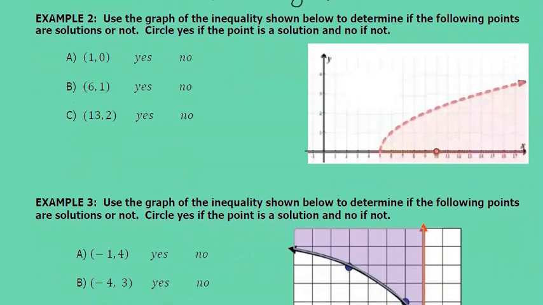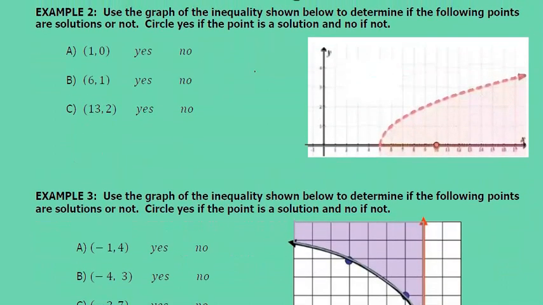Example 2. Use the graph of the inequality shown below to determine if the following points are solutions or not. Circle yes if the point is a solution and no if not. 1, 0. So what you want to do is plot the point and see where it is. So 1, 0 would be right here. That is not in the shaded spot, so we'll put no.